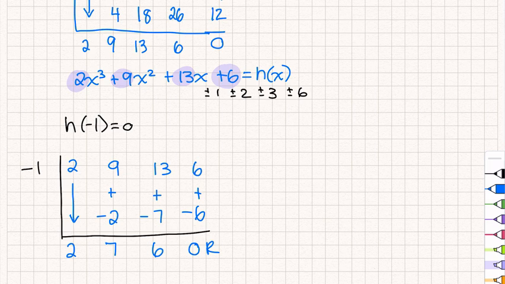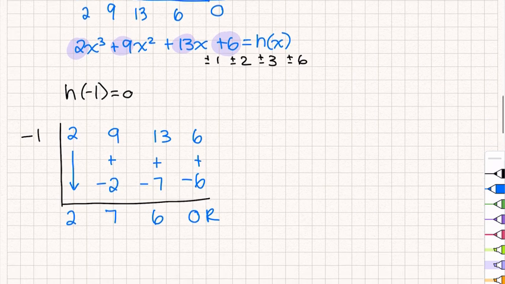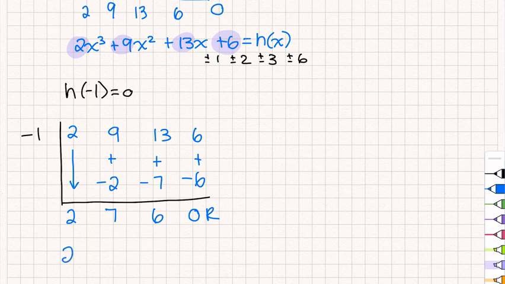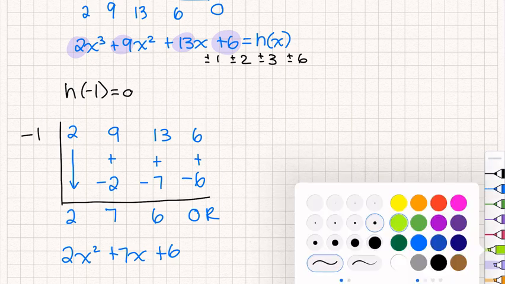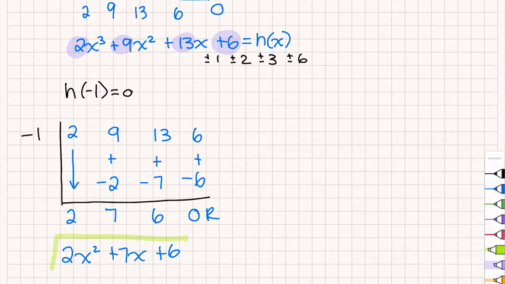So we just factored for a cubic function. So we have now 2x squared plus 7x plus 6. Is this factored fully? No, this is a trinomial, so we're going to factor this trinomial. So I'm going to give you a moment to factor this trinomial. You can pause the video.